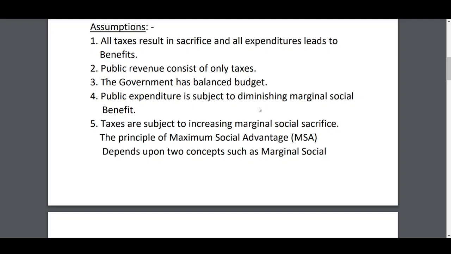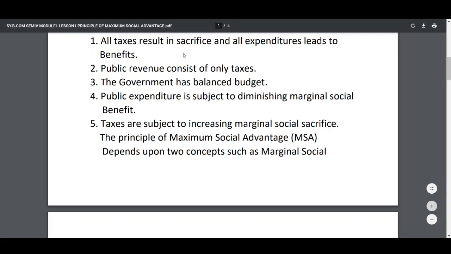The first assumption: all taxes result in sacrifice and all expenditure leads to benefit. Second, public revenue consists only of tax. Third, the government has a balanced budget. Fourth, public expenditure is subject to diminishing marginal social benefit. Fifth, taxes are subject to increasing marginal social sacrifice.